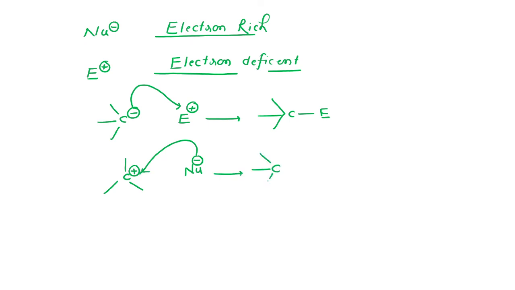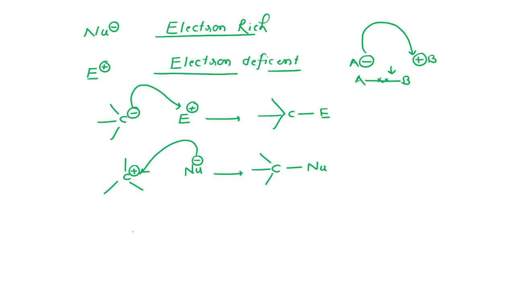So carbocation and nucleophile. Dear student, you have to always show the flow of electrons from rich to deficient. So A, B. B is not having electrons, A is having 2 electrons. So these electrons are used for bond formation. So in this way you can understand the mechanism also.